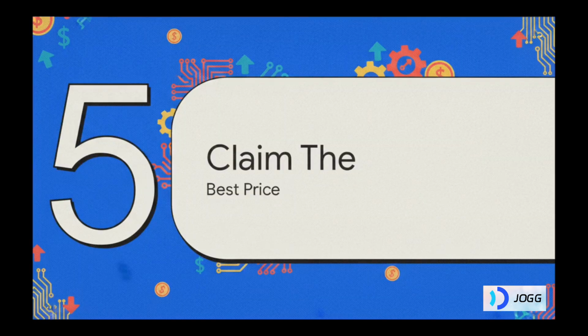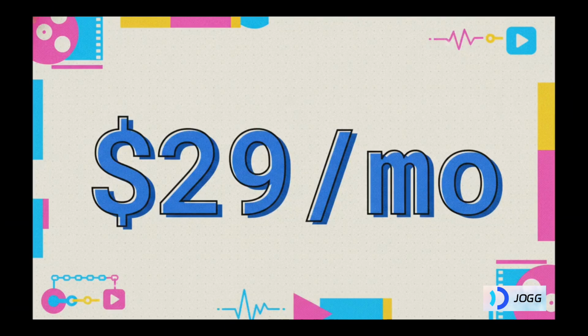Section 5. Claim the best price. So, the entry point for their starter plan is a highly accessible $29 a month. That price point includes watermark removal, access to those incredibly valuable URL to video features we talked about, and the ability to start generating professional-grade content immediately without having to drop a massive upfront investment.